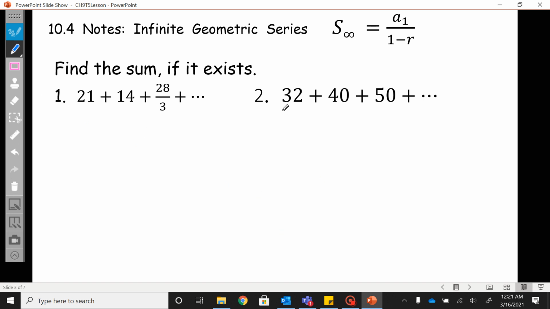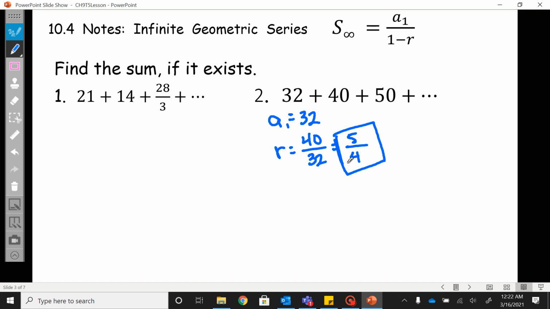All right, number 2. First term, of course, is 32. The ratio, it's kind of hard to see, but we're going to take the second term and divide it by the first term, so 40 over 32, and simplify that. Well, 8 goes into both of these. 8 goes into 40 5 times, and 8 goes into 32 4 times. So our ratio is 5 over 4.